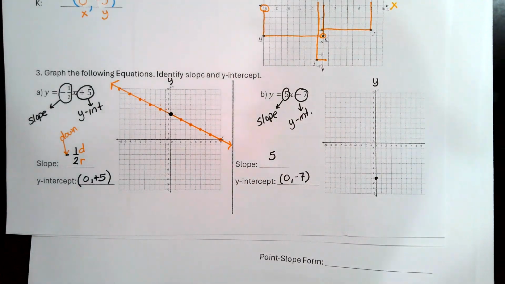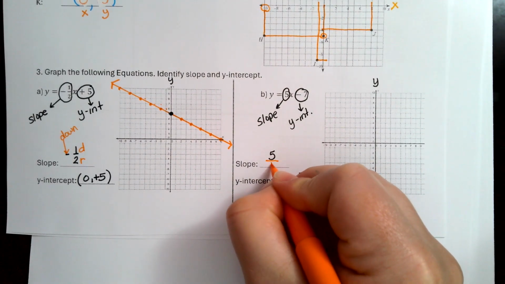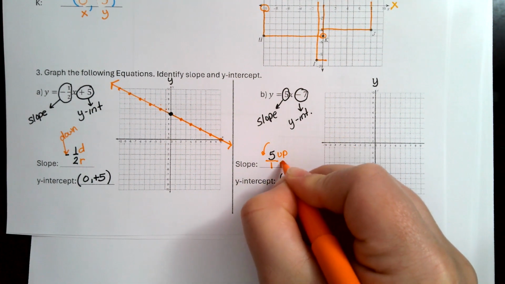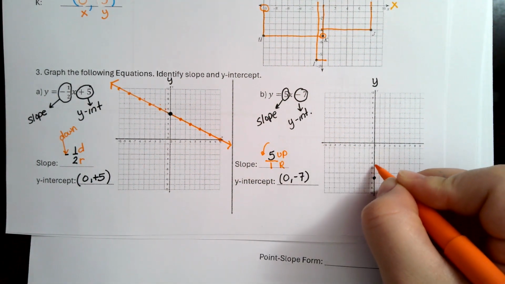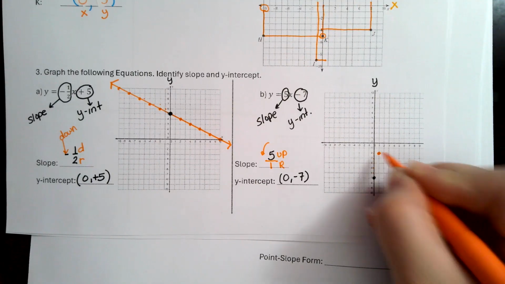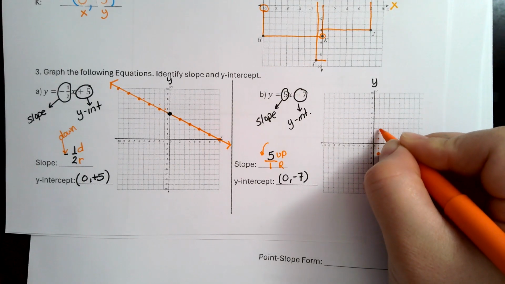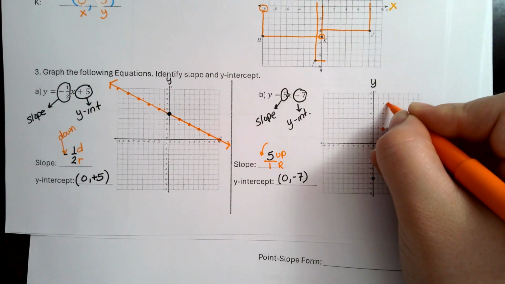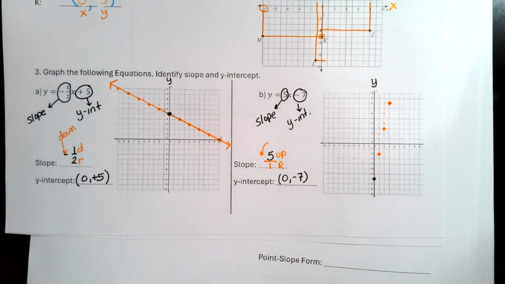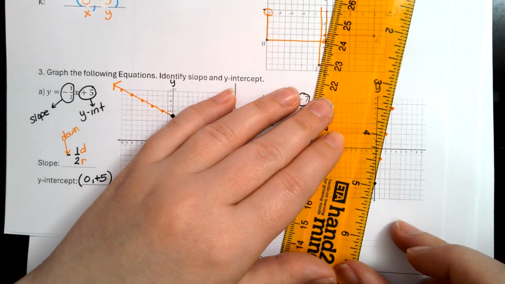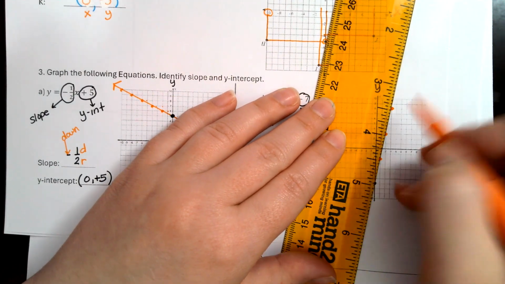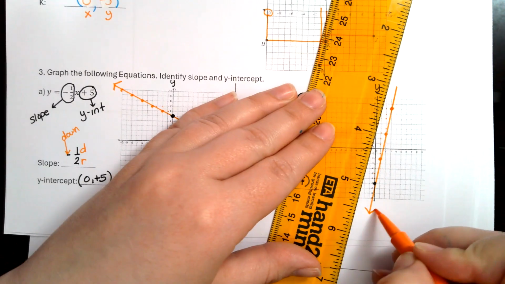Now, because our slope was just 5, we can put a 1 underneath it. And it is positive, so we're going to be going up 5 and 1 to the right. 1, 2, 3, 4, 5, 1. Okay, looks like I don't have space to go the other direction. That's okay. We're going to place our ruler next to your line, your points, and create a line. Make sure you have arrows.